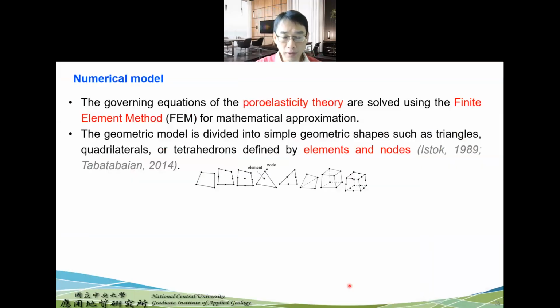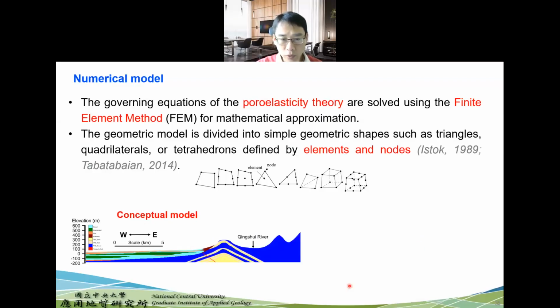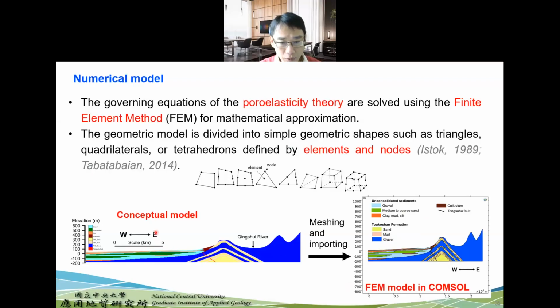And the numerical model that we developed is using the poroelasticity theories and using COMSOL Multiphysics with the finite element methods. Okay, so we try to use our conceptual model. We draw a conceptual model first, and then we input it to COMSOL Multiphysics to construct our numerical model system.